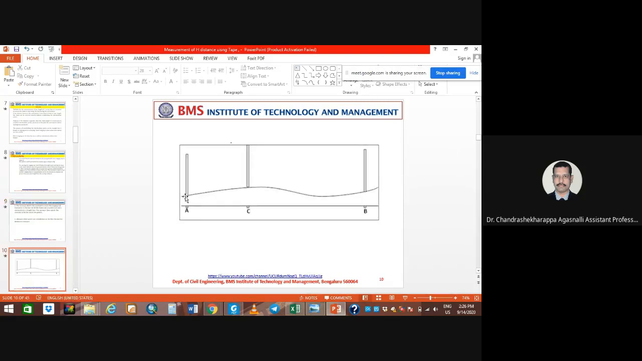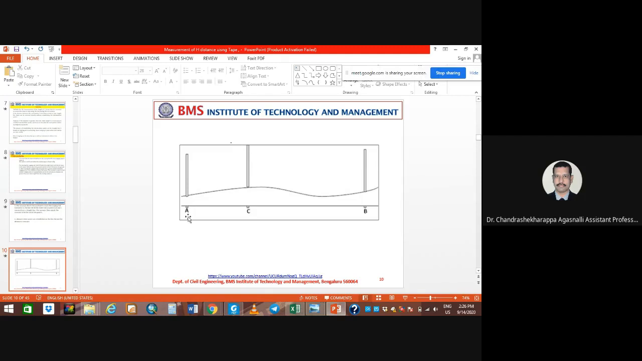Here you can see this, because of undulating topography. You need to measure the distance from point A to B, but you cannot measure it directly because it is not horizontal. It is not plain land, it is undulating topography. With undulating topography, there is a chance of more error if you are not carrying out the survey properly.